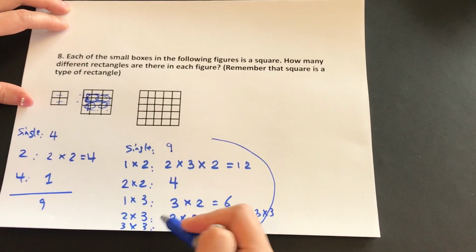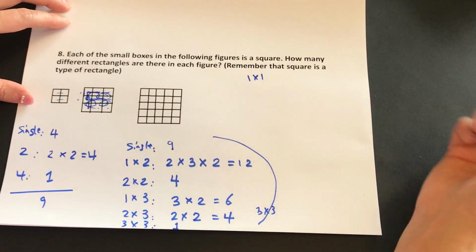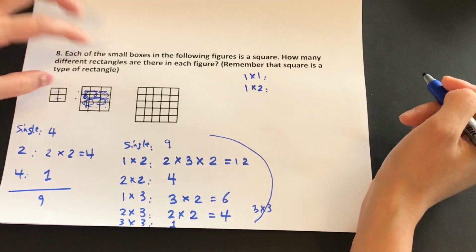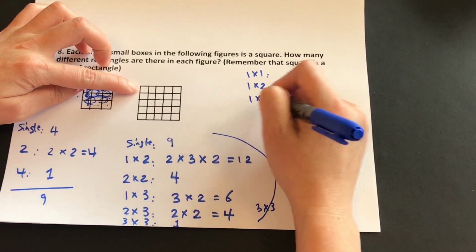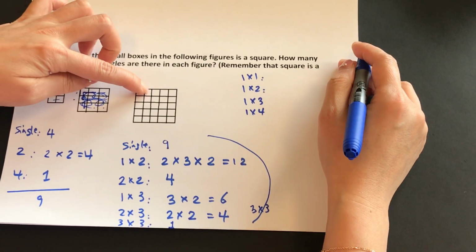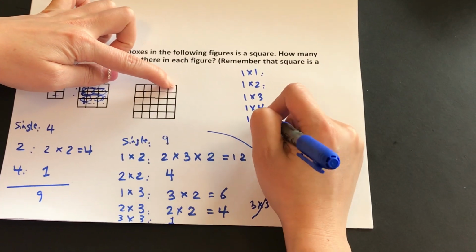So the students can follow the same strategies. First, we use 1 by 1, which means a single. And now we can use 1 by 2. In this problem, we can also have 1 by 3, 1 by 4, so in total 1 by 2, 1 by 3, 1 by 4, and 1 by 5.